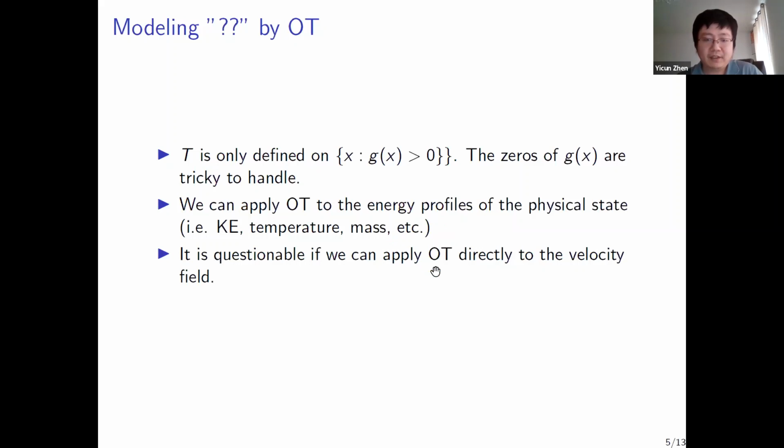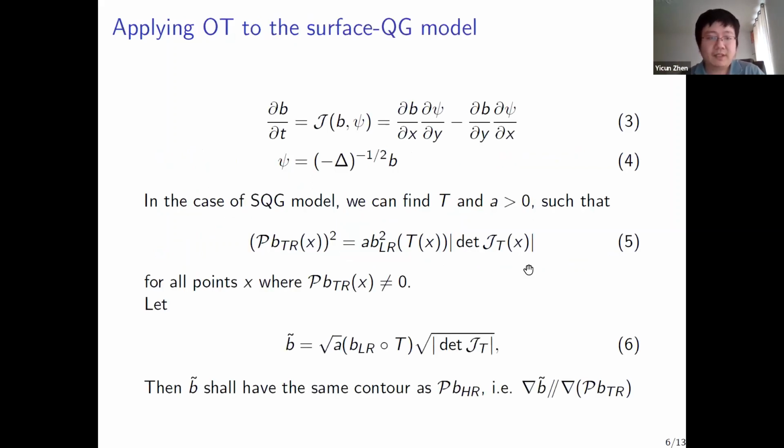If the state variable is positive and negative, for example a velocity, so if it's the first component of the velocity field, then I don't know if we can apply optimal transport directly to that variable. So we're still studying this one. Okay. So now let's take an example.